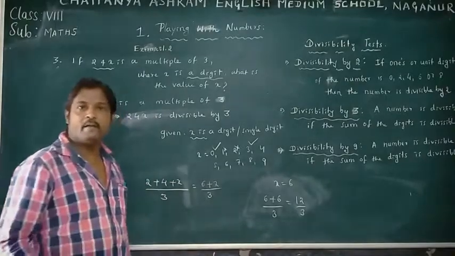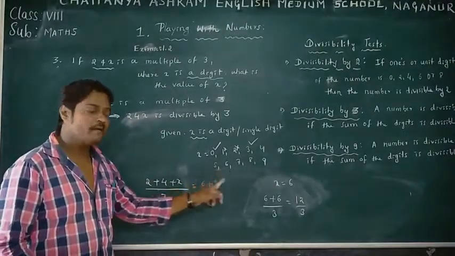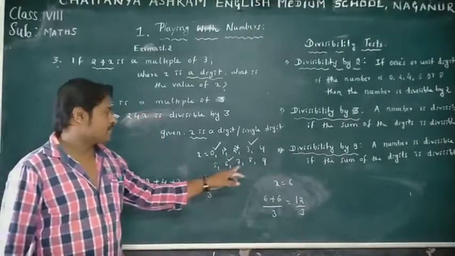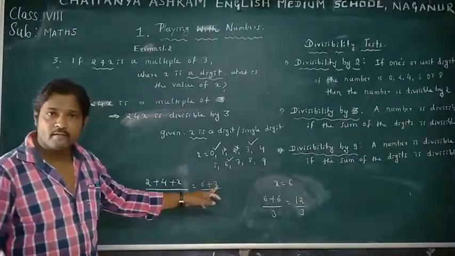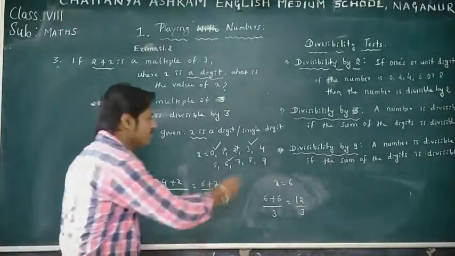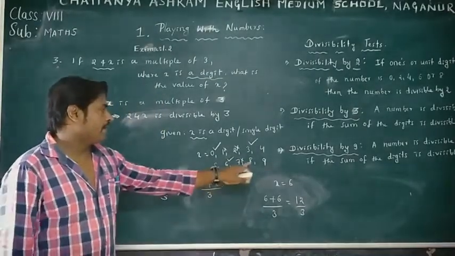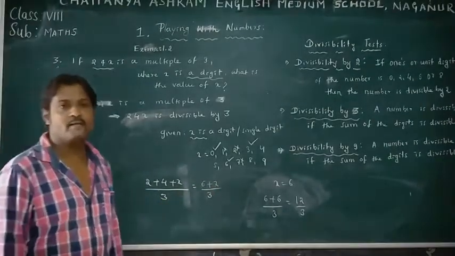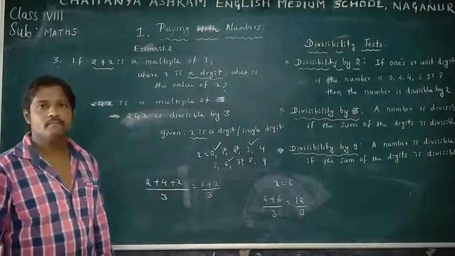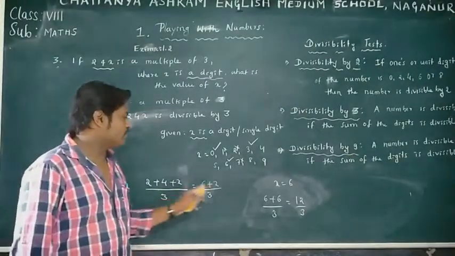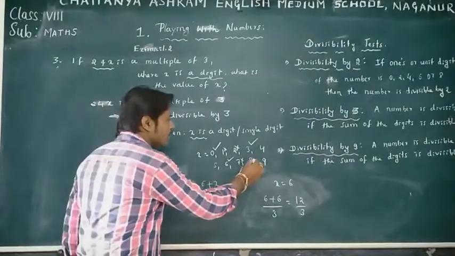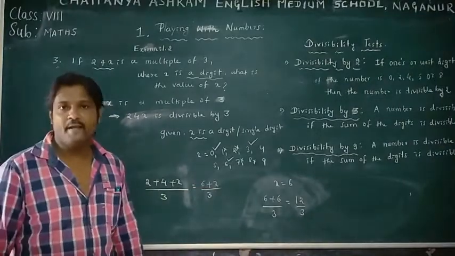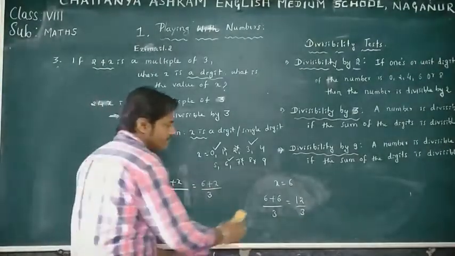What is the another value of x which makes this sum divisible by 3? What is that? 6. Check for 7. 6 plus 7, 13. 13 is not divisible by 3. So x is equal to 7 is not possible. Take x is equal to 8. 6 plus 8, how much? 14. That 14 is also not divisible by 3. So this is not possible. Take x is equal to 9. 6 plus 9, 15. That 15 is divisible by 3.